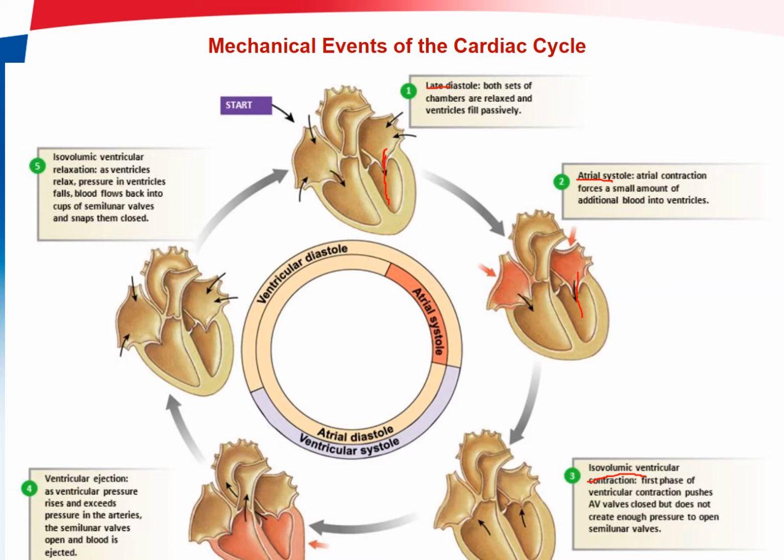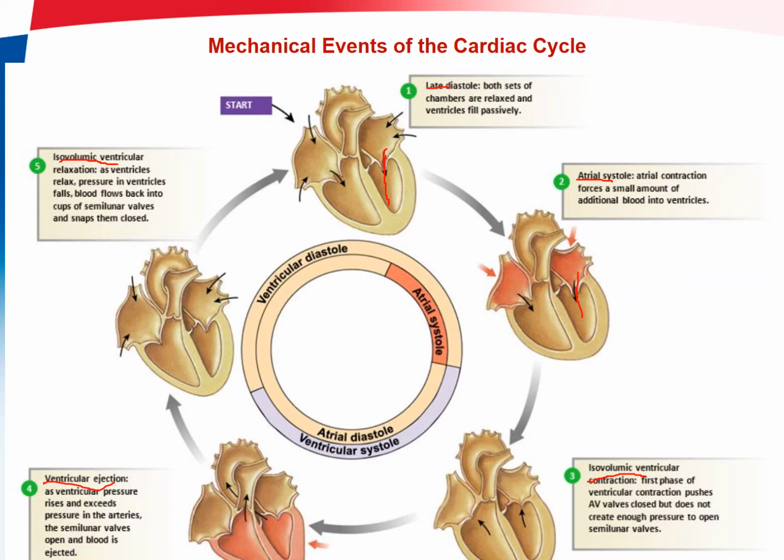The ventricles at this stage have often been likened to squeezing on a toothpaste tube with the lid shut. High pressure develops in the tube, but the toothpaste has nowhere to go. Ventricular ejection. As the ventricles contract, they generate enough pressure to open the semilunar valves and push blood into the arteries. The last stage is isovolumic ventricular relaxation.